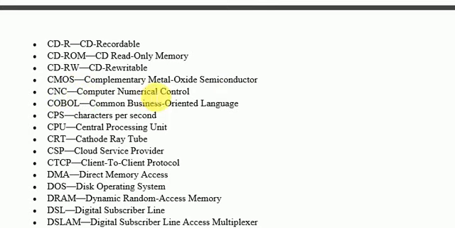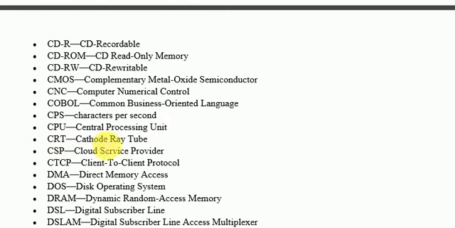CNC, computer numerical control. CNC is basically a machine used for automation in an industry, that is computer numerical control. Then COBOL is one type of language, Common Business Oriented Language. Then CPS, characters per second. CPU, central processing unit. This is also very important. This term is very simple and so many times asked in UGC NET as well as SET.